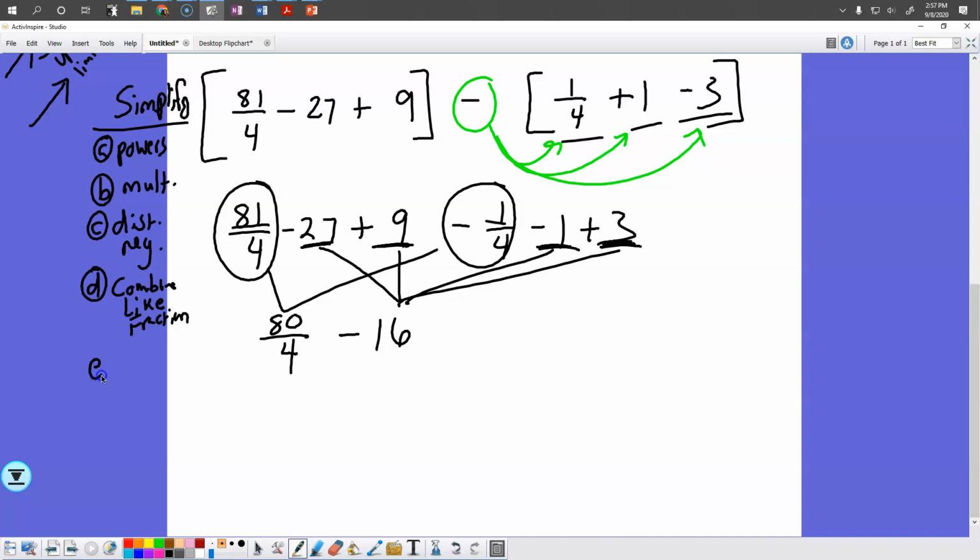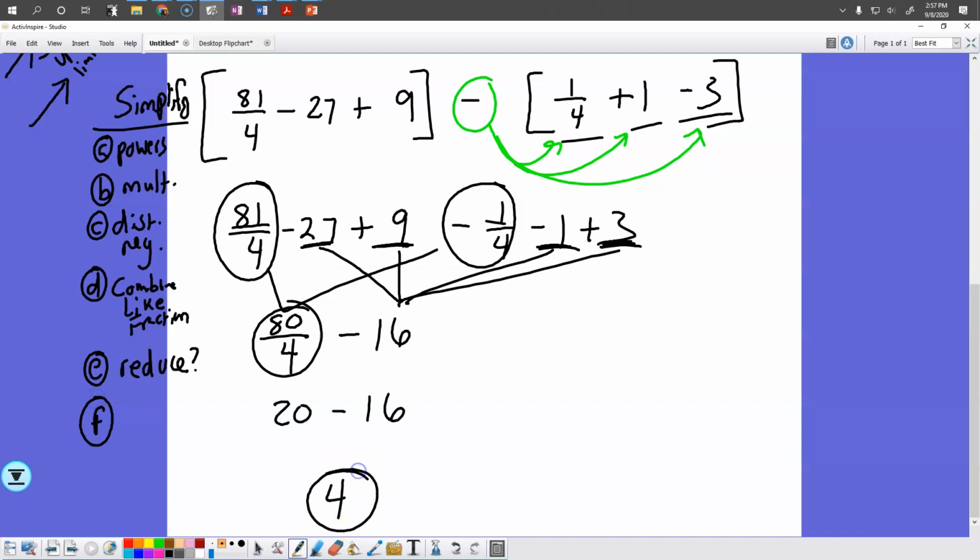Now, can you reduce your fractions? Now, in this case, I can. 80/4 is 20. Now, from here, it's obvious. We're just going to subtract, and I'm going to get 4.